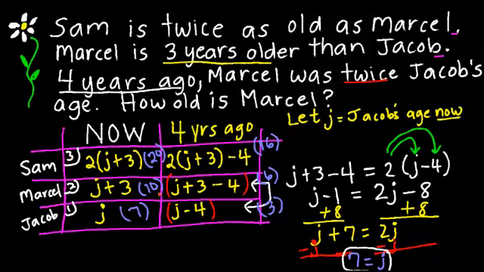Perfect. Marcel was 3 years older than Jacob. 10 and 7. Yep. 4 years ago, Marcel was twice Jacob's age. 4 years ago, Marcel was 6 and Jacob was 3. I think we have a winner. We have the correct answer. We're going to move on to another problem now. Feel free to pause if you'd like to look at that a little longer.